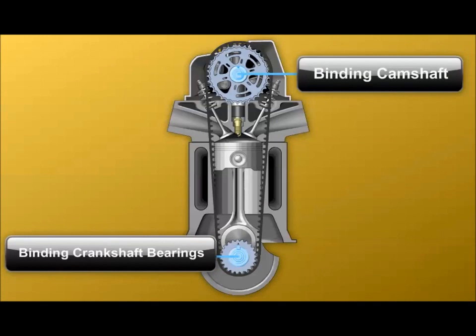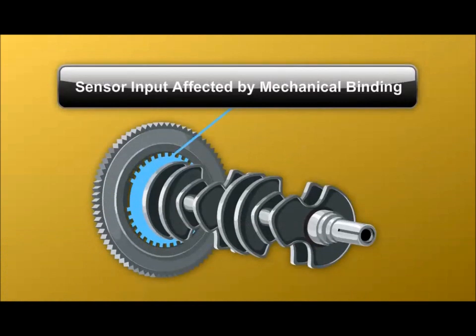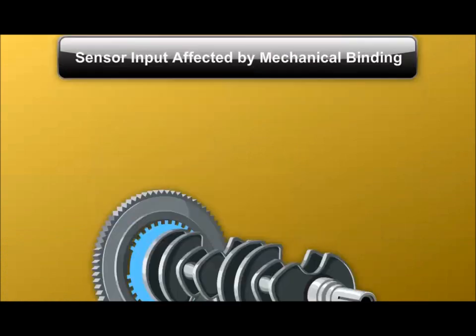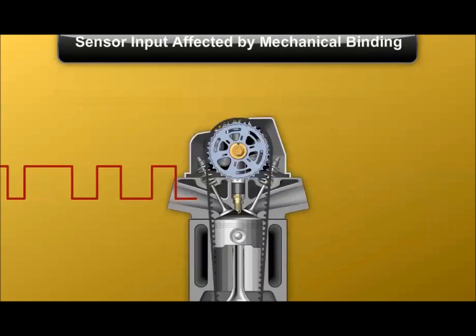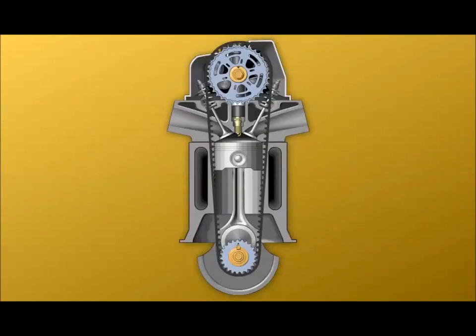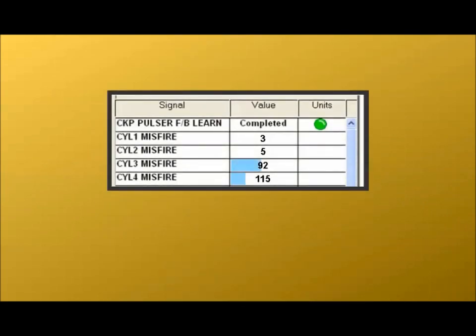In rare cases, the PCM may set a misfire code due to mechanical binding. Since the OBD2 system evaluates misfire based on crankshaft movement, mechanical faults that affect crankshaft rotation will show up as misfire. When a mechanical problem sets a misfire code, the scan tool counter typically shows misfire on several cylinders, while other cylinders show little or no misfire.